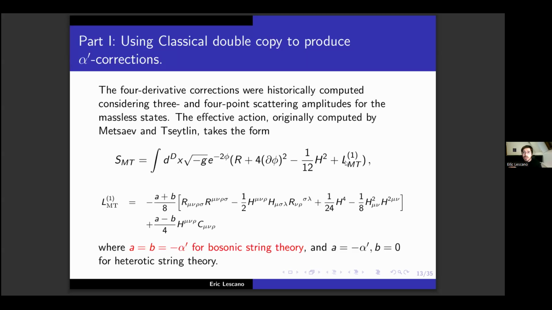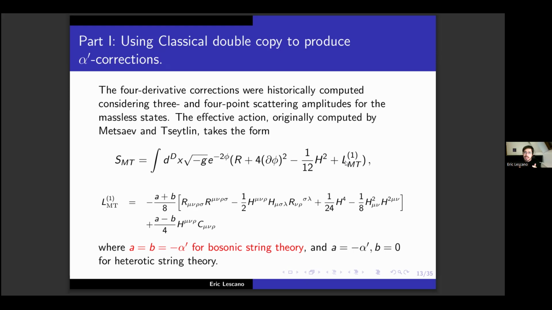Particularly, if we focus on the alpha prime corrections of string theory, depending on the formulation of the string that you pick, you have different kinds of terms. For example, here you can see two lines in this L1. This came from Metsaev and Tseytlin. They computed this Lagrangian from 4-point and 3-point scattering amplitudes.